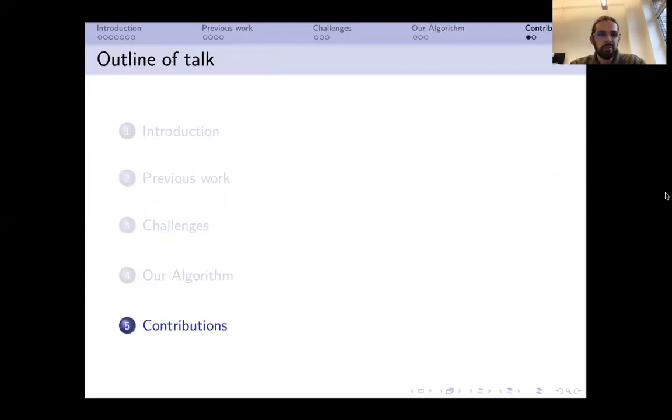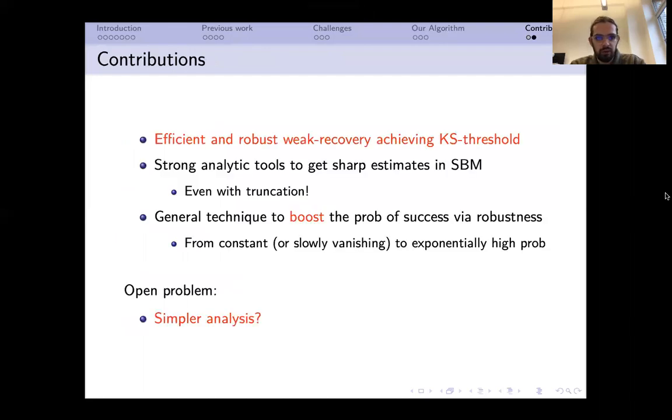Okay, so let me spend the last few minutes outlining the other contributions of the paper that we haven't discussed. Of course, the main one is that we show that the phase transition at the Kesten-Stigum threshold is a robust phenomenon. So we have an efficient and robust algorithm that performs weak recovery. To do that, we had to study the SBM distribution even after truncation, and so we needed to develop very sharp and strong tools to do that. So the hope is that they can be applied elsewhere.